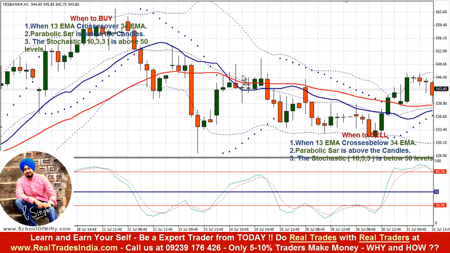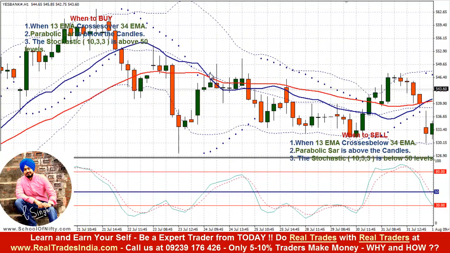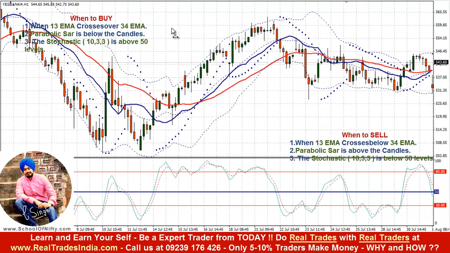Fine. Now let me look over here again. See what happens over here. Again the same thing, guys. The 13 EMA has crossed below the 34 EMA, but I don't see the parabolic SAR above the candle, so I don't buy over here. Right? Now let me see over here, guys.